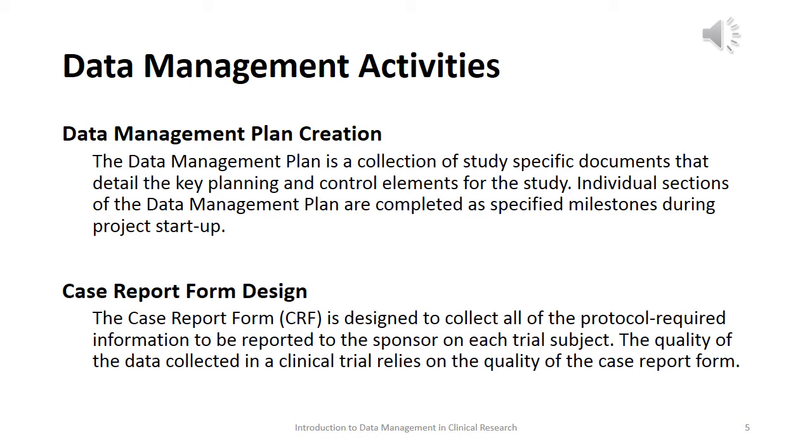The data management plan is a collection of study-specific documents that detail the key planning and control elements for the study. Individual sections of the data management plan are completed as specified milestones during the project startup. As I said earlier, some of these documents may change throughout the course of the trial. So our data management plan consists of a number of documents, but it can change as we move along. So it is very much a living document.